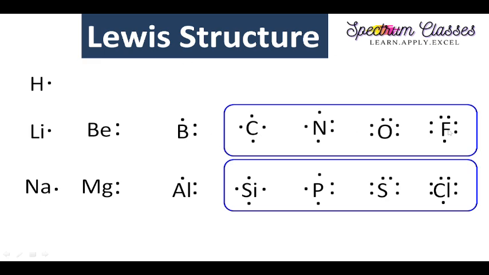But from carbon to fluorine, or silicon to chlorine, we have covalent bonding. For this covalent bonding and hybridization, we use this Lewis structure, right? So these are the outermost electrons. Nitrogen has 5. Similarly, phosphorus also has 5.